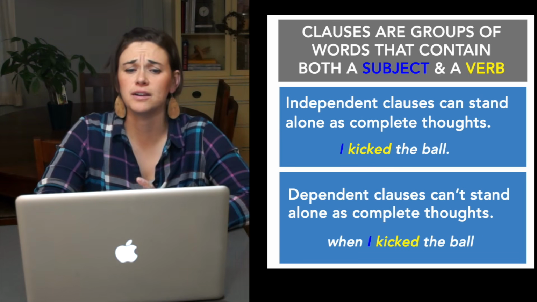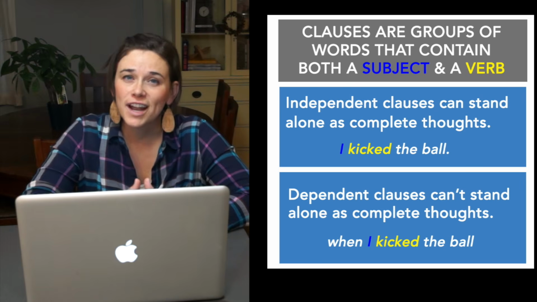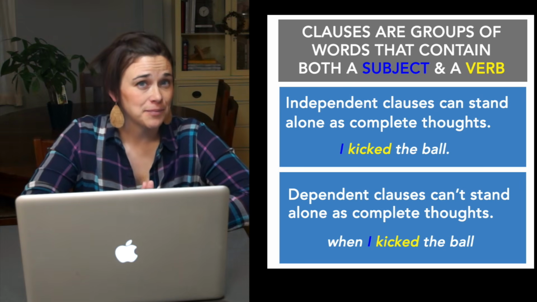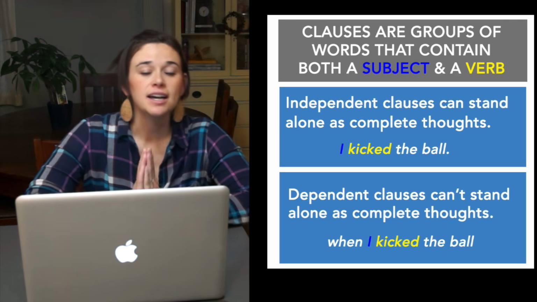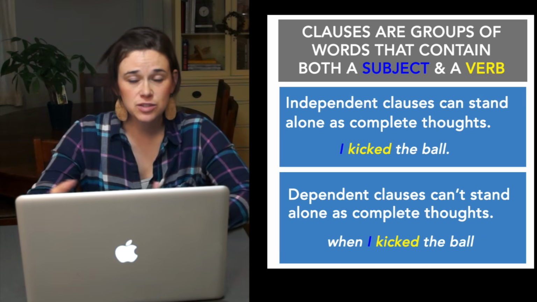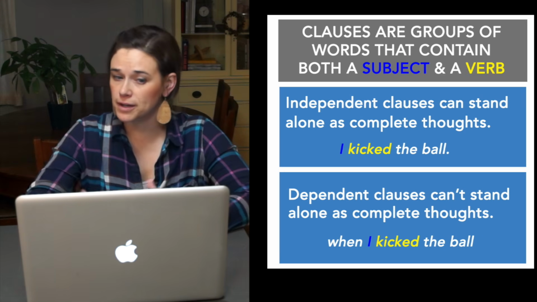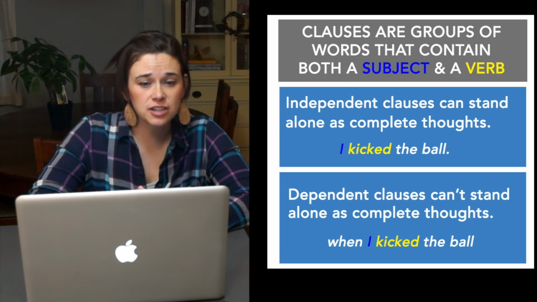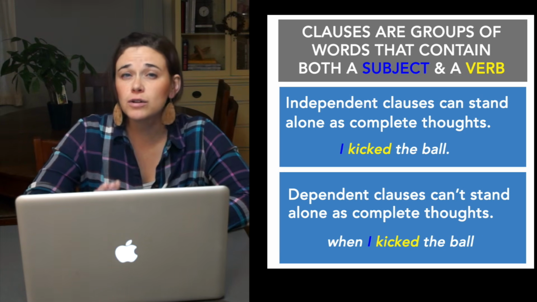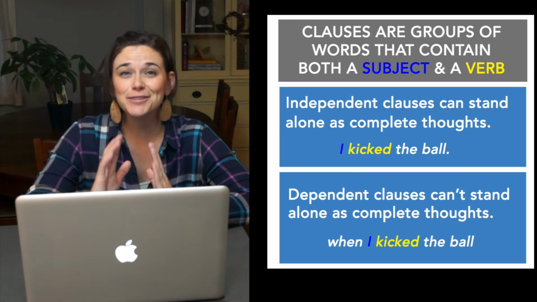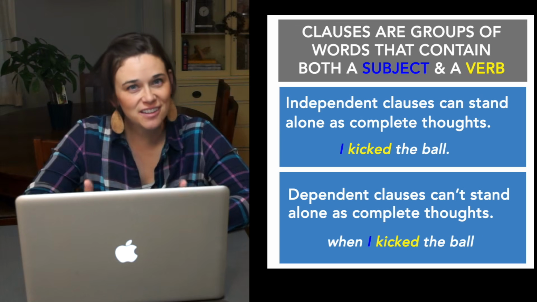Now let's look at the example of the dependent clause. "When I kicked the ball." It still has a subject, I, it still has a verb, kicked, but now it cannot stand alone as a complete thought. So it is dependent or subordinate. So it's important to understand clauses before we study sentence structure, because the 4 different sentence structures are basically just different combinations of those 2 types of clauses.